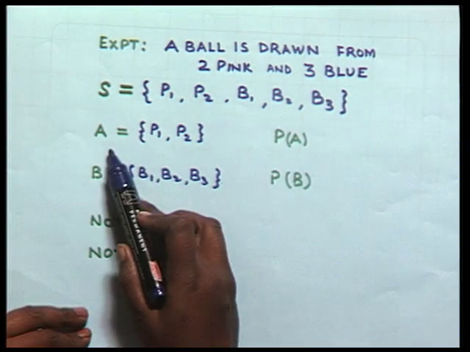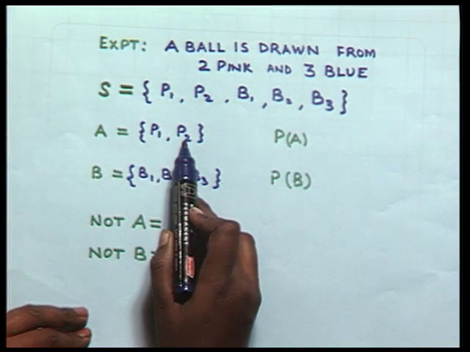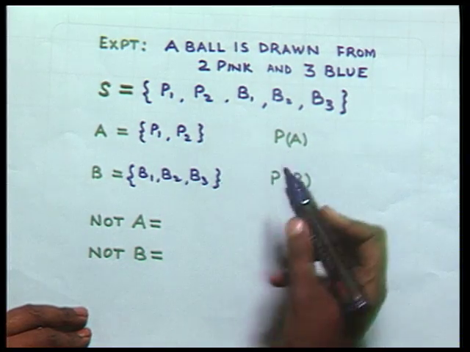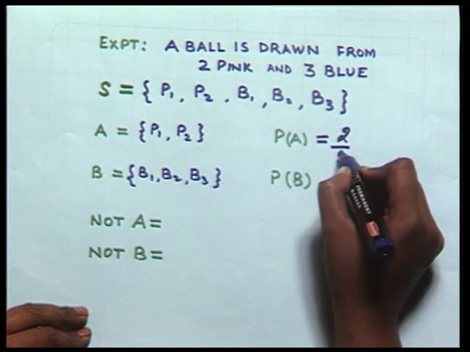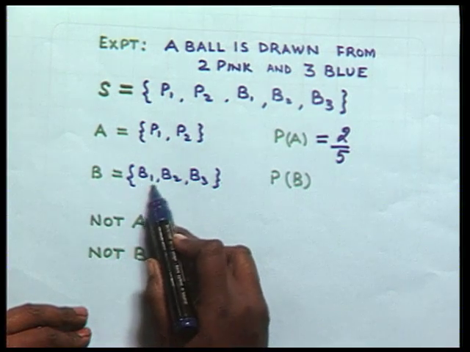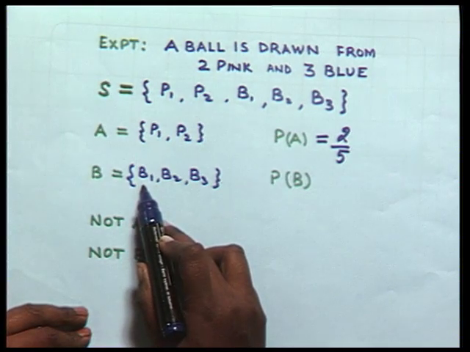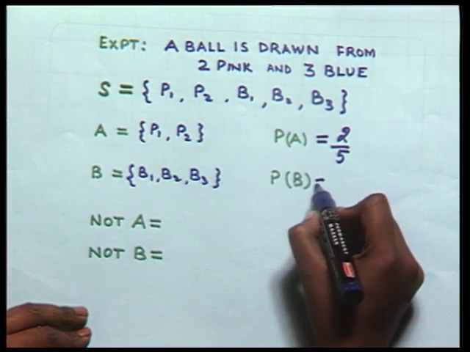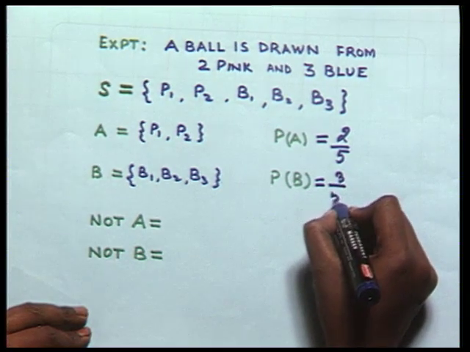Now, consider event A, that is picking up a pink ball from this container. So, the favorable outcomes will be P1 and P2, and therefore, the probability of event A will be equal to 2 upon 5. Let event B be picking up a blue ball from this container. So, the favorable outcomes for this event are B1, B2, B3, and hence the probability of event B is given by 3 upon 5.